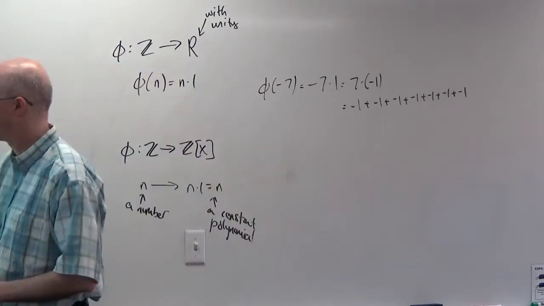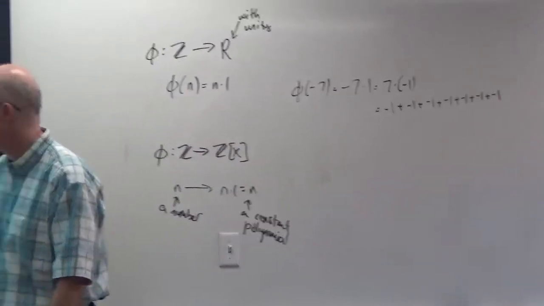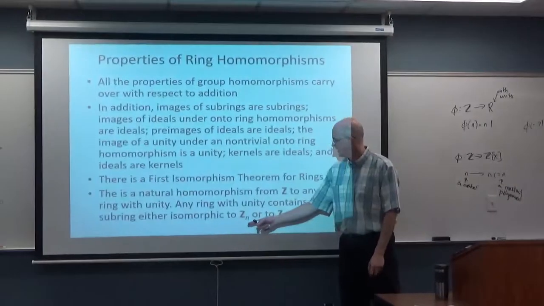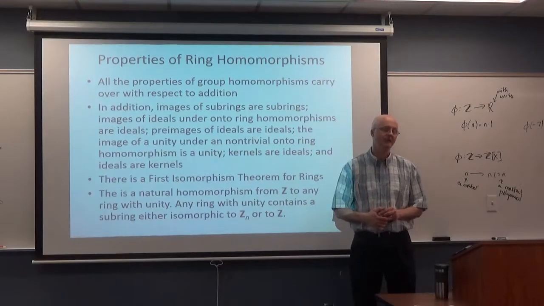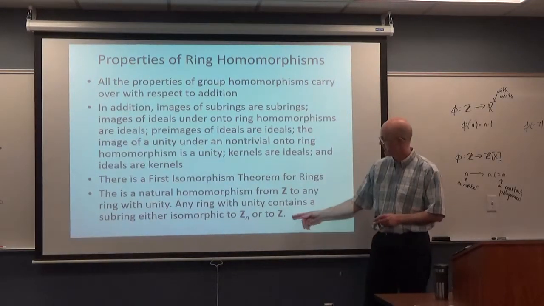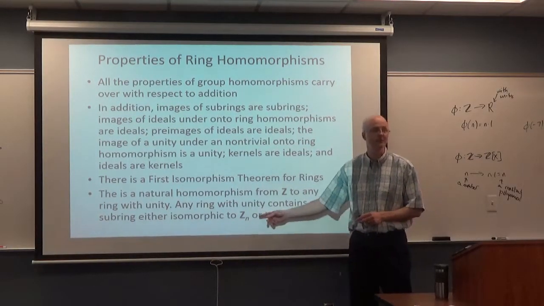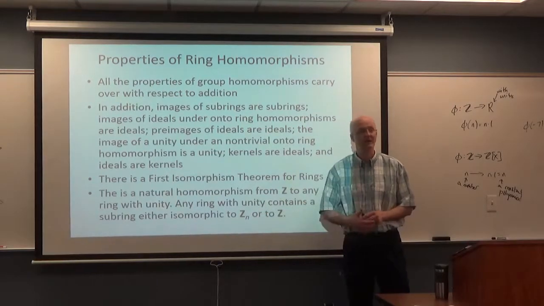And a final fact here, worth remembering: any ring with unity contains a subring, either isomorphic to Zn or to Z. If the ring has characteristic 0, it's going to be a subring isomorphic to Z. If it's got characteristic n, it's going to be a subring isomorphic to Zn.